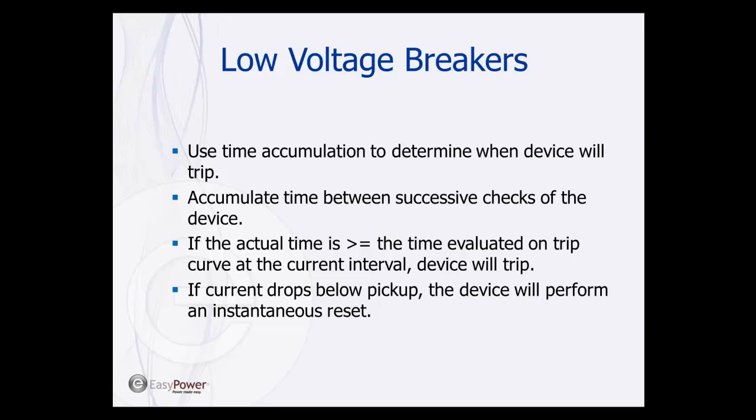As far as the last statement, if current drops below the pickup, the device will perform an instantaneous reset. So this is slightly different than the fuse. If it's accumulating and the current drops below the pickup and is not seen on the TCC curve, then there's an instantaneous reset. If it picks up again, it'll start from 0 and accumulate again.